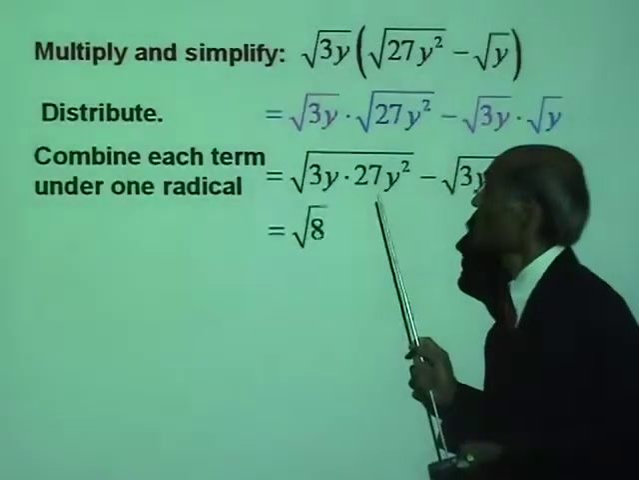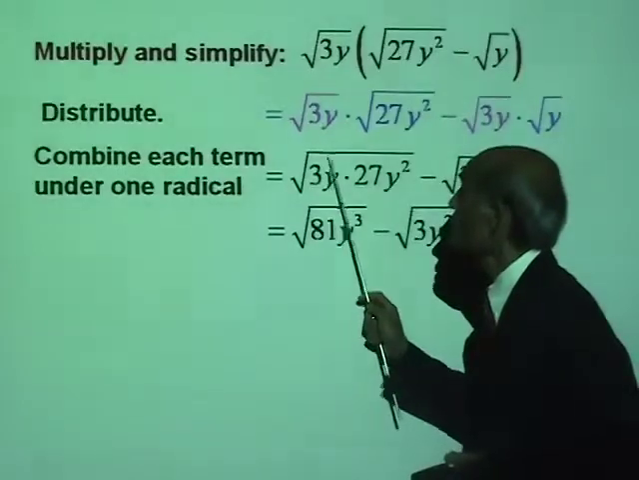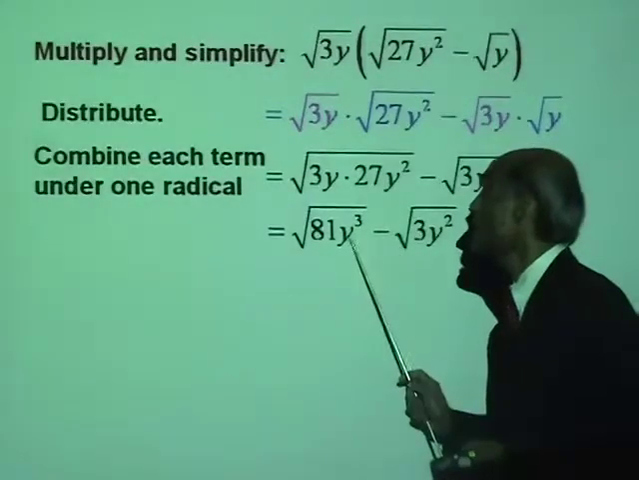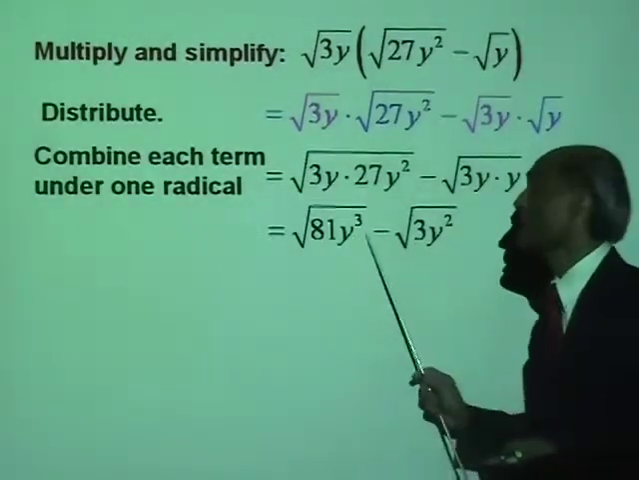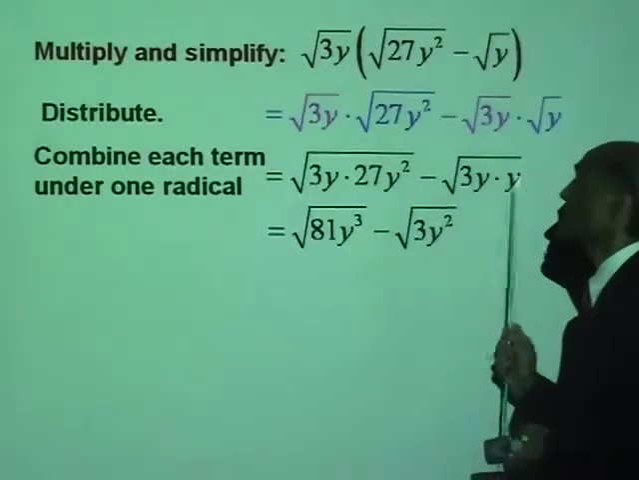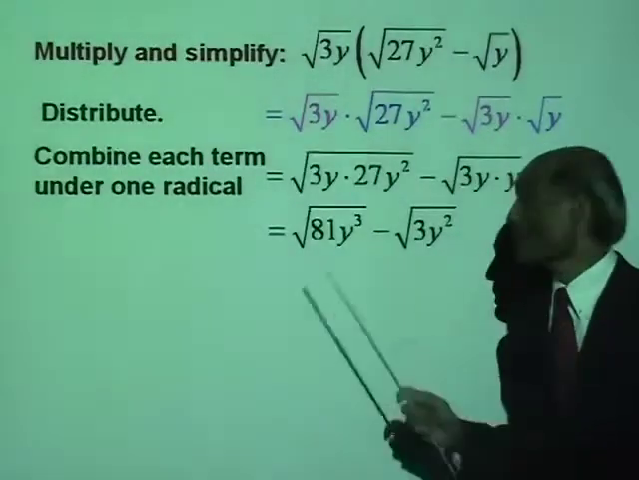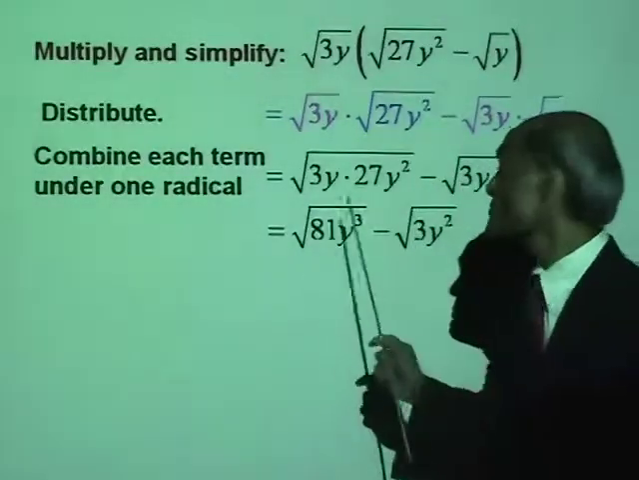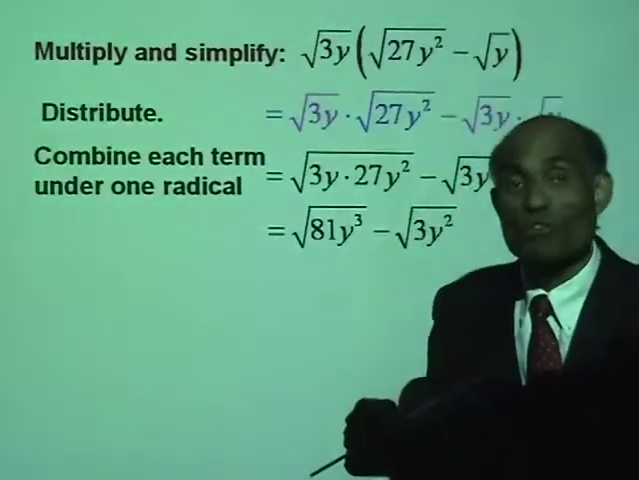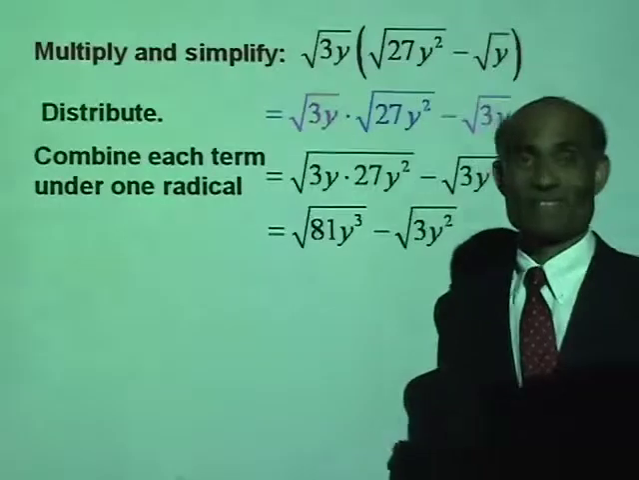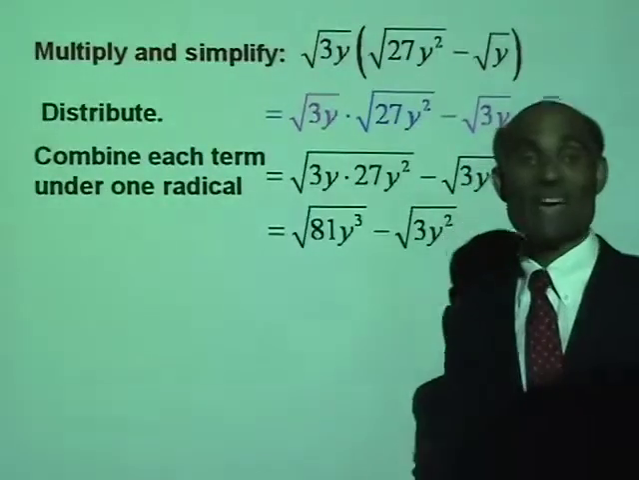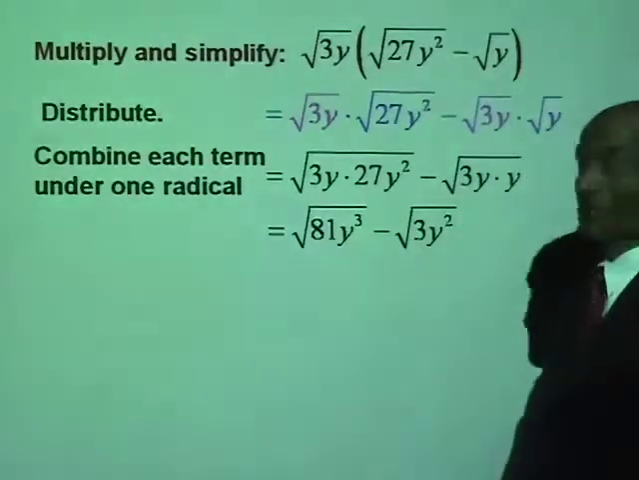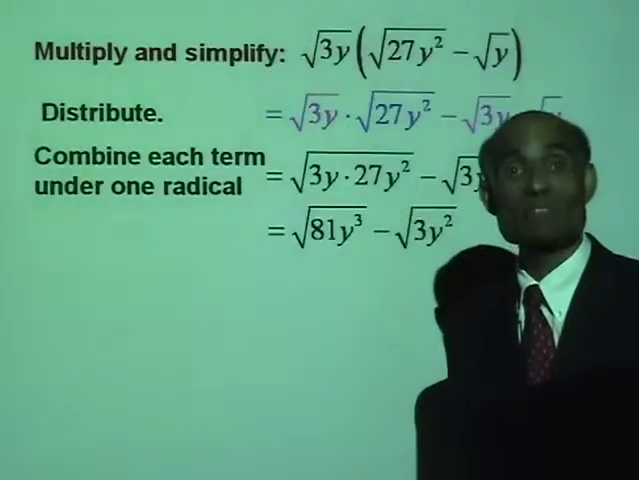Alright, here now combine this. 3 times 27 is 81. And y times y squared is y cubed, minus square root of 3y squared. Well, we now need to simplify the square root quantity. That means you need to write those quantities as products of perfect squares. 81 is a perfect square. Is that right? I think so. 81 is 9 times 9.